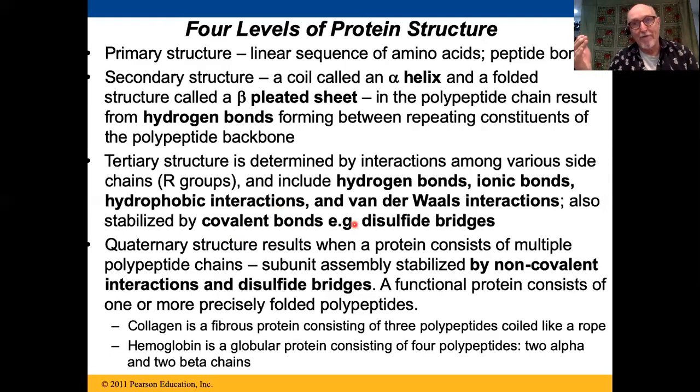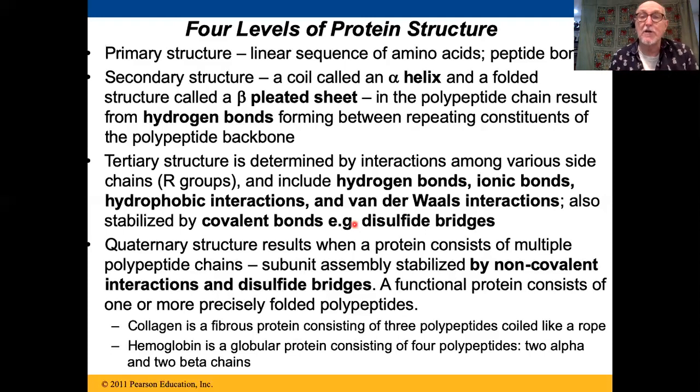Now, there is a fourth level of structure, which does not apply to all proteins, but many proteins are actually formed because two or more polypeptide chains interact with one another to form the mature protein. Hemoglobin is a good example. Hemoglobin arises because of interaction between four polypeptide chains, 2 alpha and 2 beta. They interact to form the mature hemoglobin molecule.